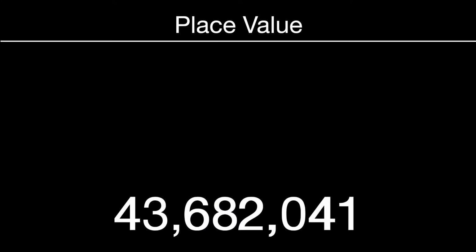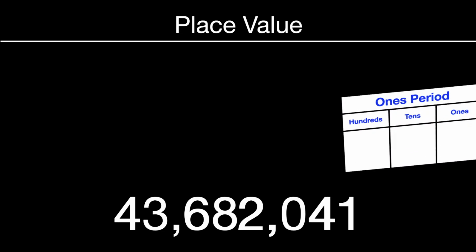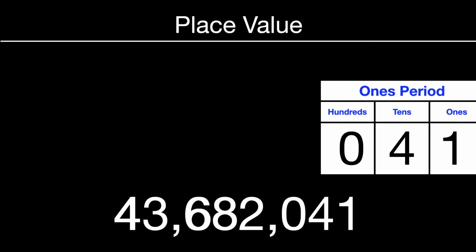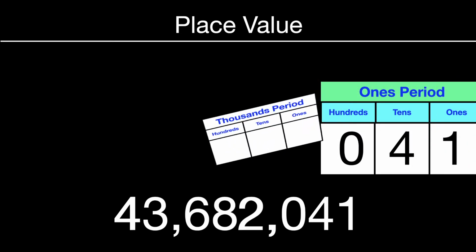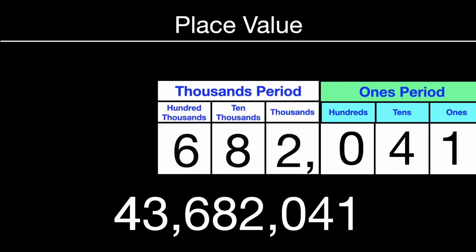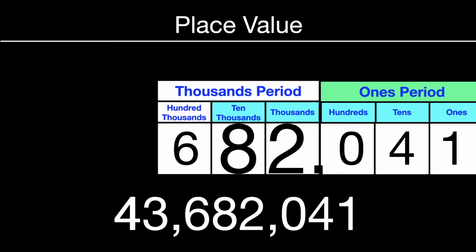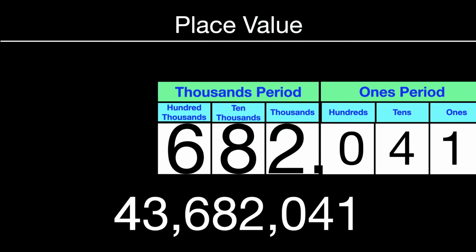Okay, so place value. The 43,682,041 on a place value chart, the 0, 4, and 1 would go in the ones period. The 1 is in the ones place value, the 4 is in the tens place value, and the 0 is in the hundreds place value. Those three are called the ones period. Then the middle section is the thousands period. The 2 is in the 1000s, but usually it's just called thousands place value. The 8 is in the 10,000s place value, and the 6 is in the 100,000s place value. That's called the thousands period.